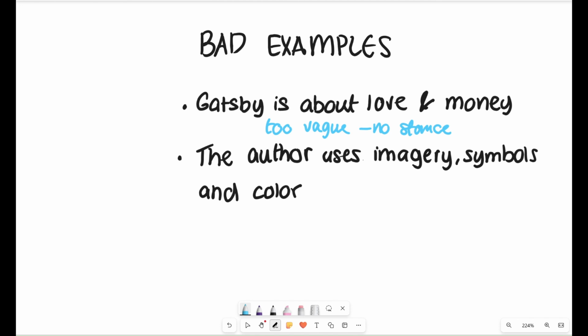The next one is something I've seen a lot of people do. It's "the author uses imagery, symbols, and colors." First of all, it's not specific to the book at all. I mean, I'm sure Fitzgerald used imagery, symbols, and color, but this is just not specific whatsoever. This could be for any book. Your thesis statement should contextualize the argument. And furthermore, it's a list, which examiners hate, and also it's got no argument.